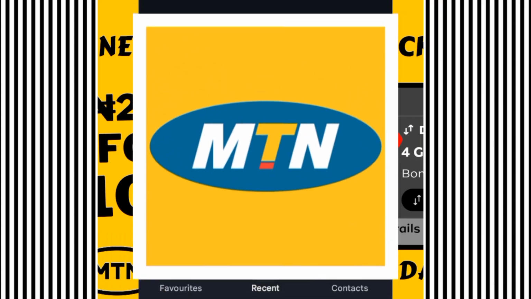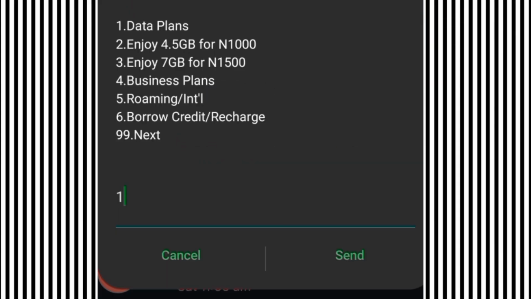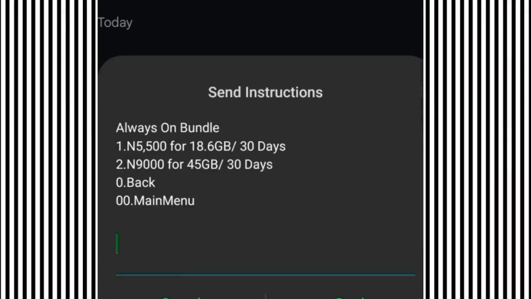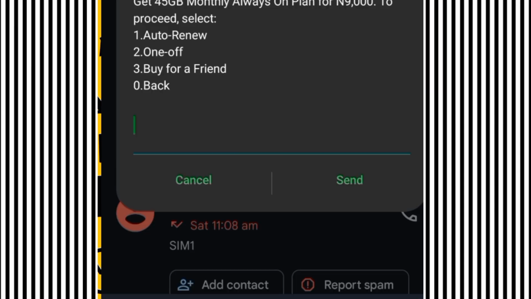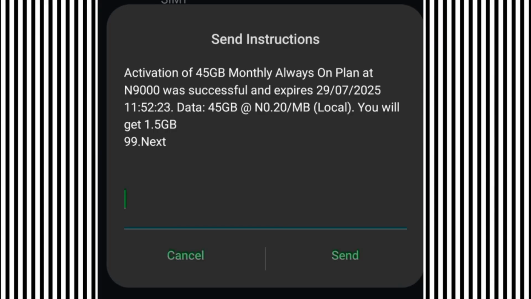Once I go to my dialer again, I will dial star 312 hash. Then this will load up for us. Then I'll go to data plans, then click on 10, which is Always On. Now I'll go ahead and click on 2. The reason I want to buy this is for you to know that it is working. Once I click on 2, which is one-off, can you see, activation of 45 gig monthly Always On plan at 9,000 naira was successful. So you can see that this works.